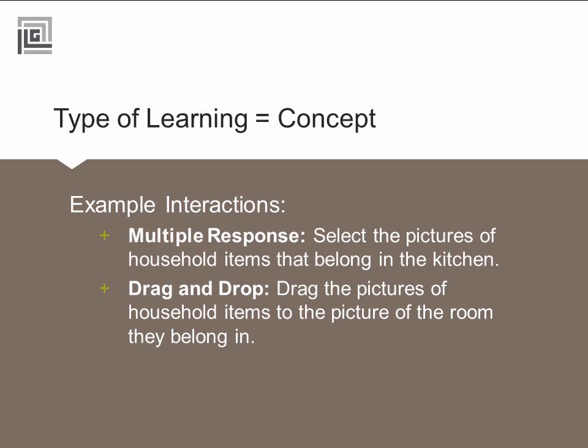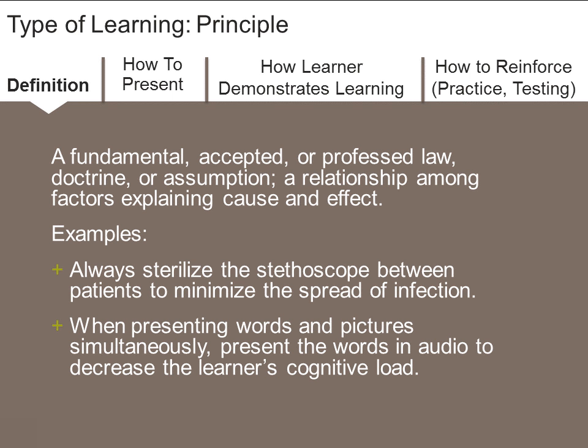Here's a couple of actual interactions related to concept. What about a multiple choice where you had people select the pictures of household items that belong in the kitchen? You could also do a drag and drop where you're dragging the pictures of the household items to the picture of the room they belong in, right? That's pretty easy to see. So that's concept. Our next type of learning then is principle, all right?